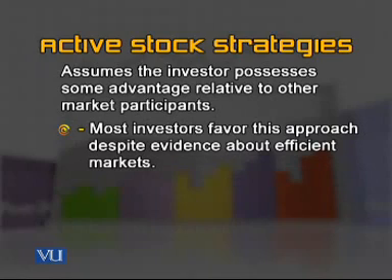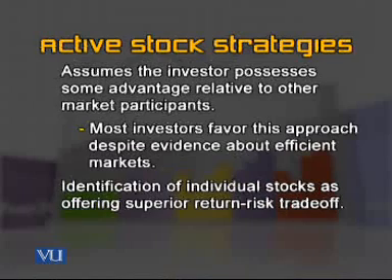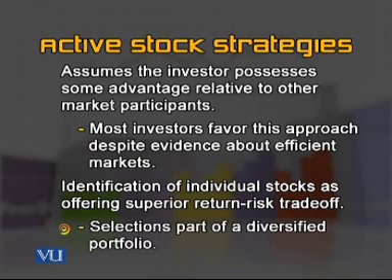Now, most investors do favor this approach despite evidence about efficient markets. Another word has come up. First, it was indices, now it's efficient market, and we'll be talking about efficient markets as well. Efficient markets need to be understood. And we need to understand why investors favor this approach despite the good things and the bad things about efficient markets, because these efficient markets vary from market to market, from emerged markets to emerging markets. In active stock strategies, we need to have identification of individual stocks as offering superior return risk trade-off. And then selections can be part of a diversified portfolio.